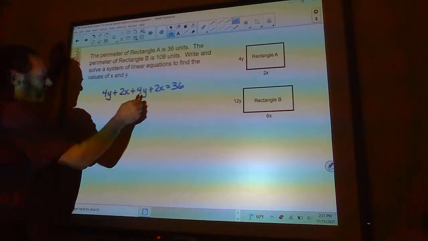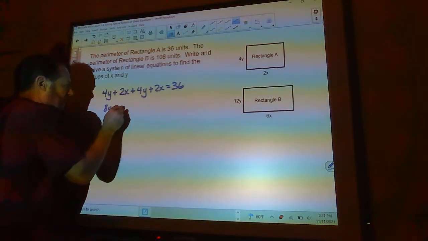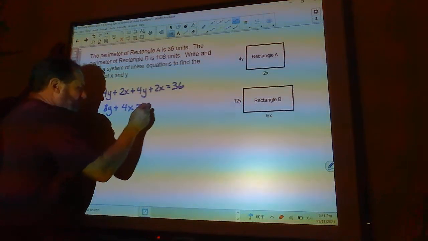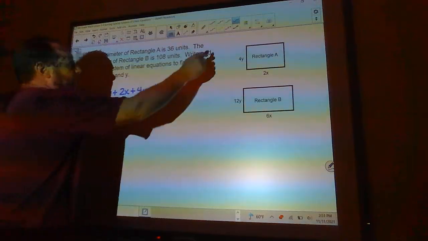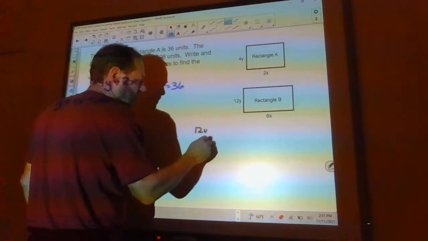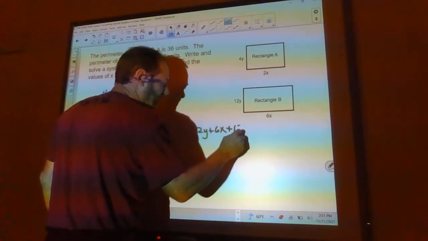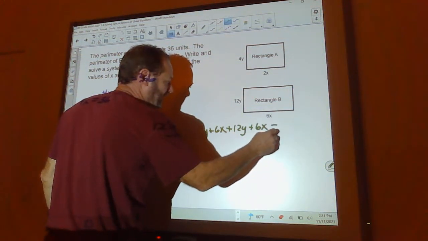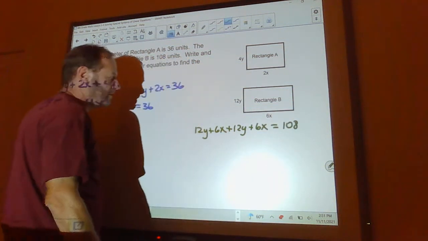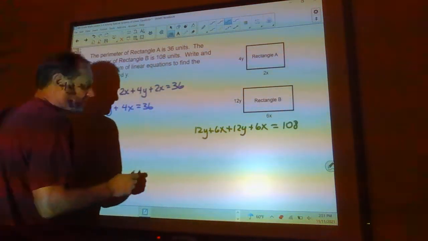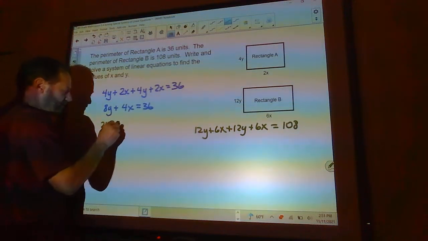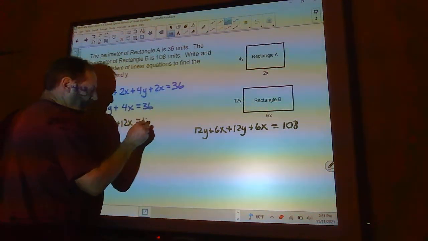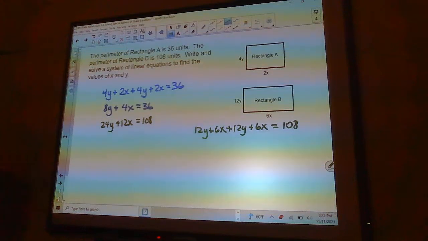So I can combine my like terms and I get 8y plus 4x is 36. Okay, now over here I get 12y plus 6x plus 12y plus 6x is going to be 108. So I combine my like terms here and I'm going to get 24y plus 12x is 108.